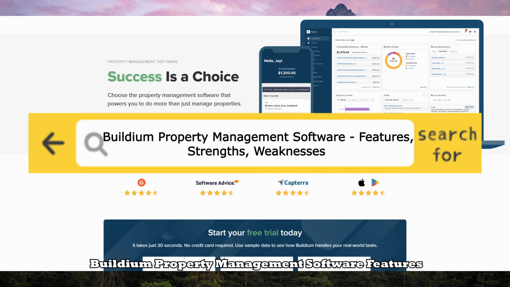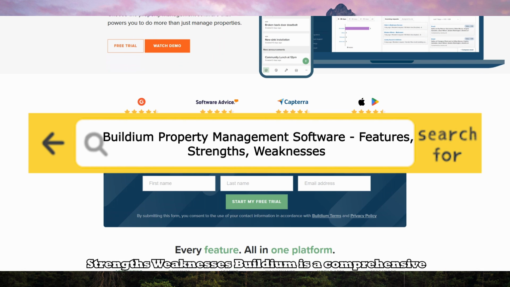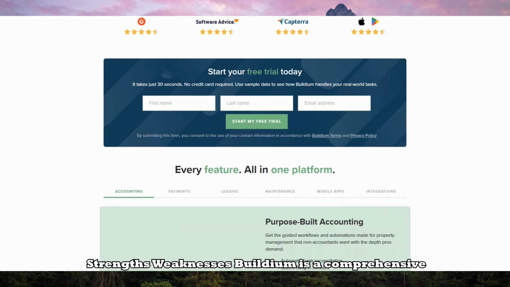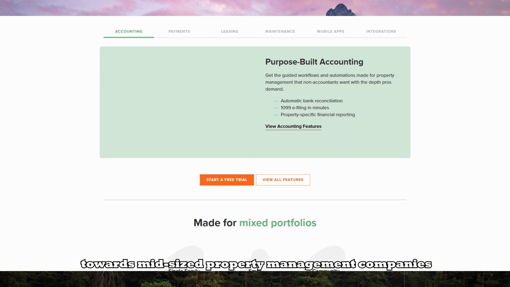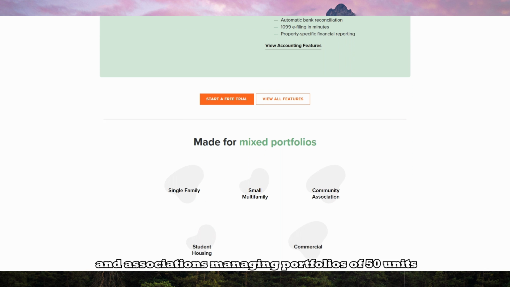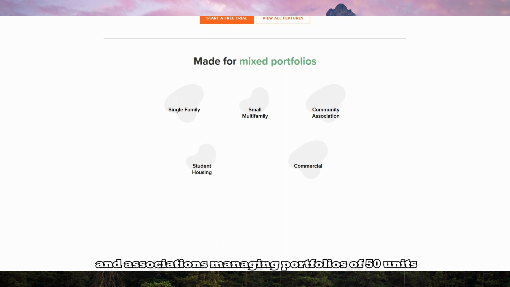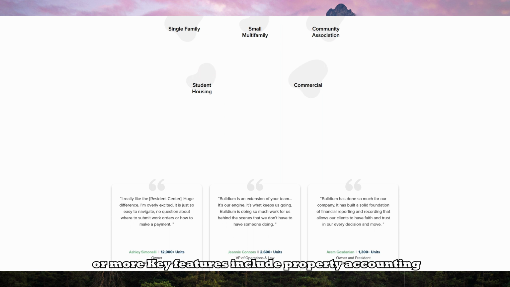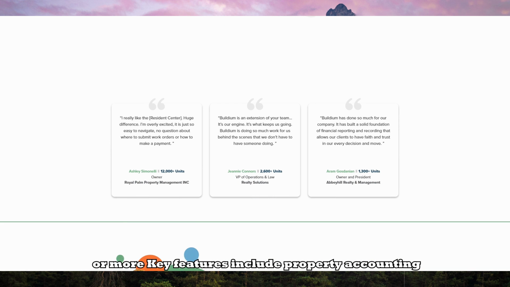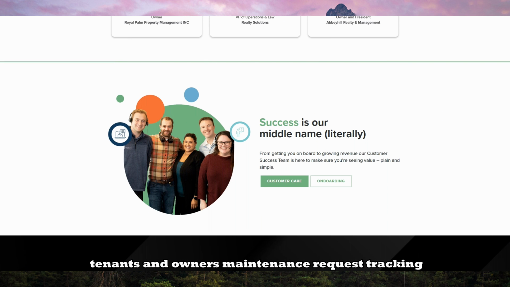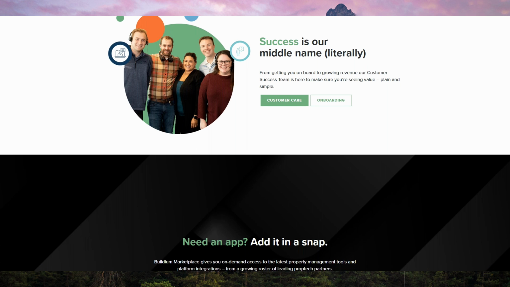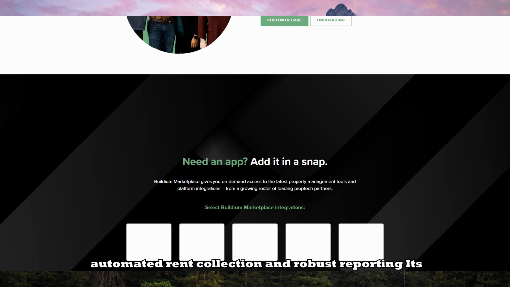Buildium property management software: features, strengths, weaknesses. Buildium is a comprehensive property management software primarily targeted towards mid-sized property management companies and associations managing portfolios of 50 units or more. Key features include property accounting, tenant and lease management, online portals for tenants and owners, maintenance request tracking, automated rent collection, and robust reporting.